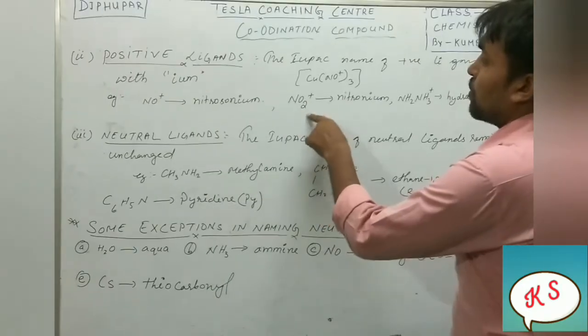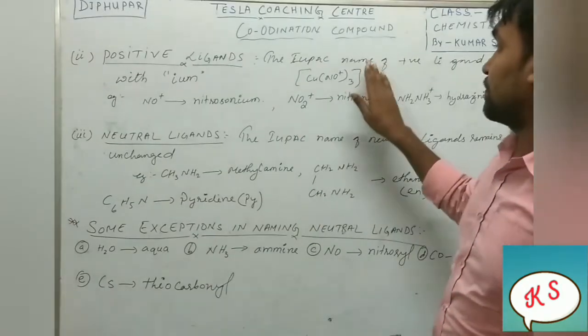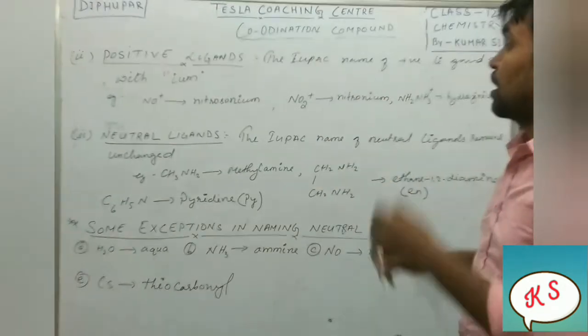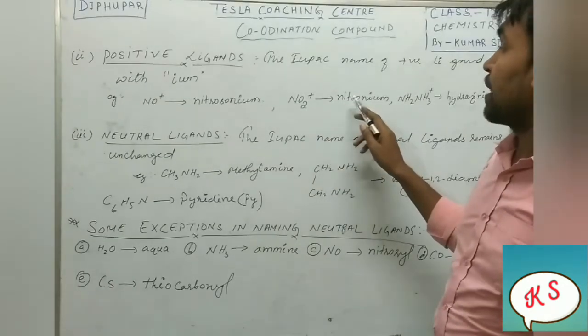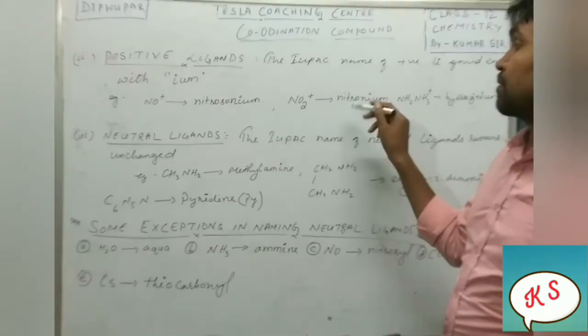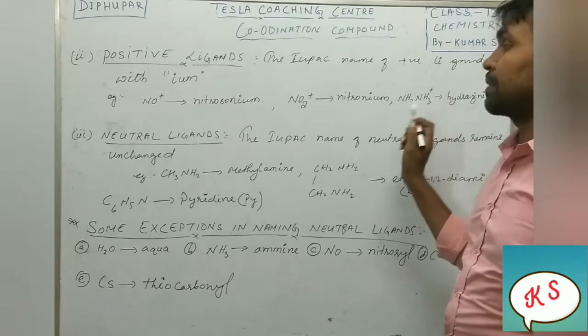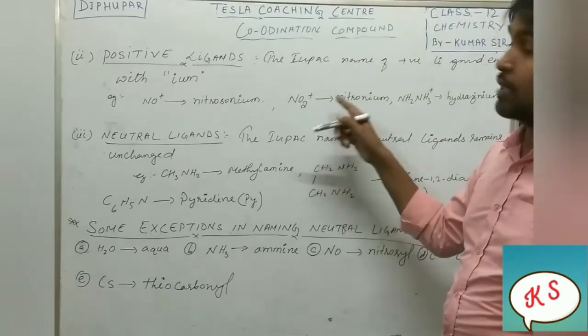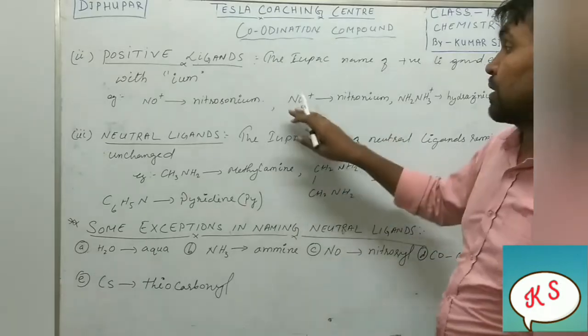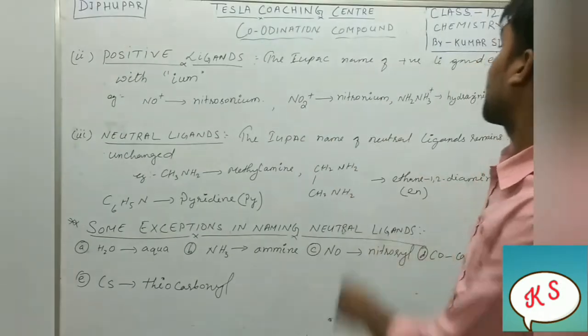Now NO2 positive, so nitro. So this is NO2 positive. Here you will write nitronium. Since it is positive, it will be written as nitronium. If it happens to be negative, then it will be written as what? Nitrito. So if positive, then nitronium.